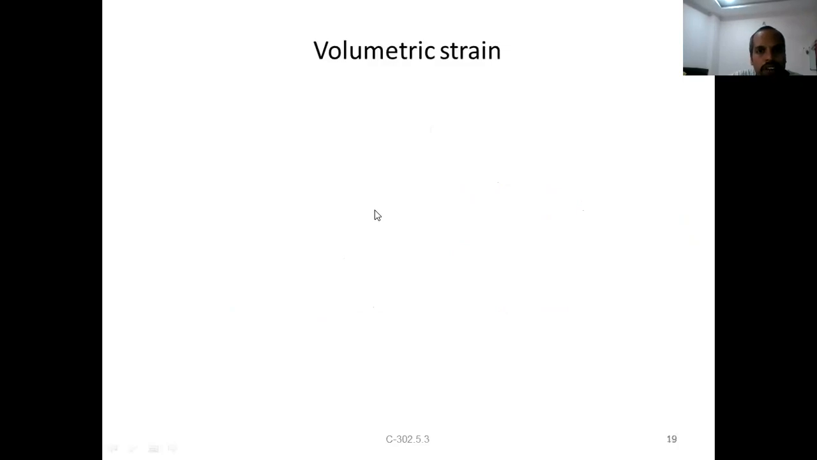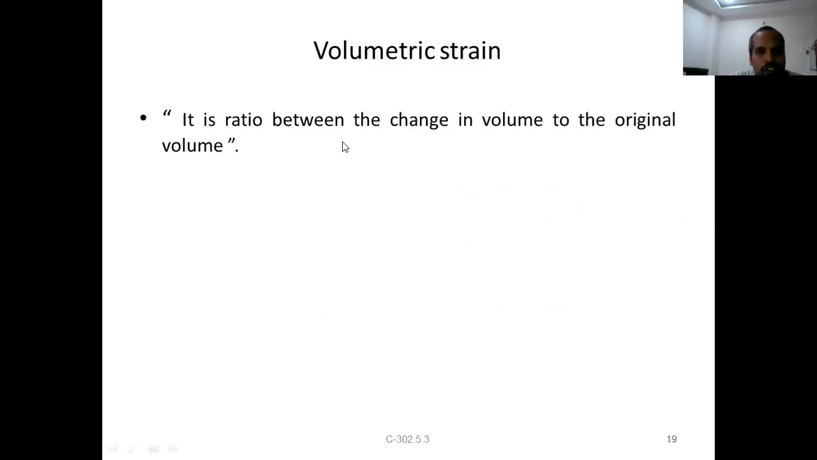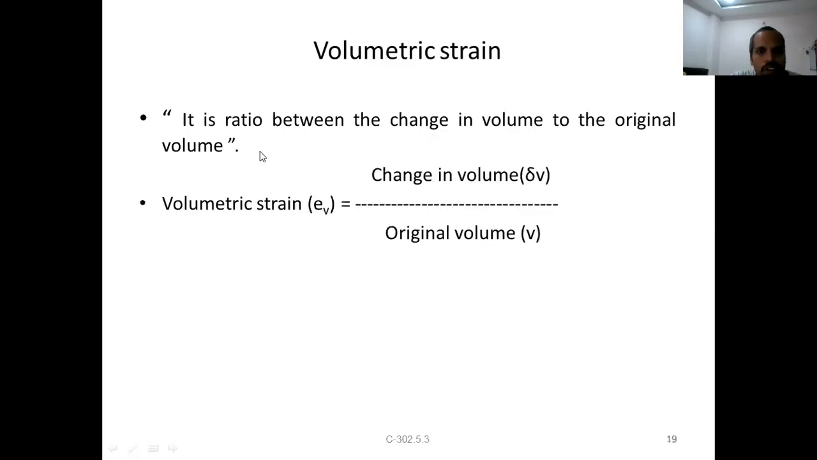This is volumetric strain. It is a ratio between change in volume to the original volume. It is not an individual change in length, width, and depth. It is an overall measure of how much the volume is changing compared to its original volume. That is nothing but volumetric strain. We are talking about volume here, not individual dimensions.